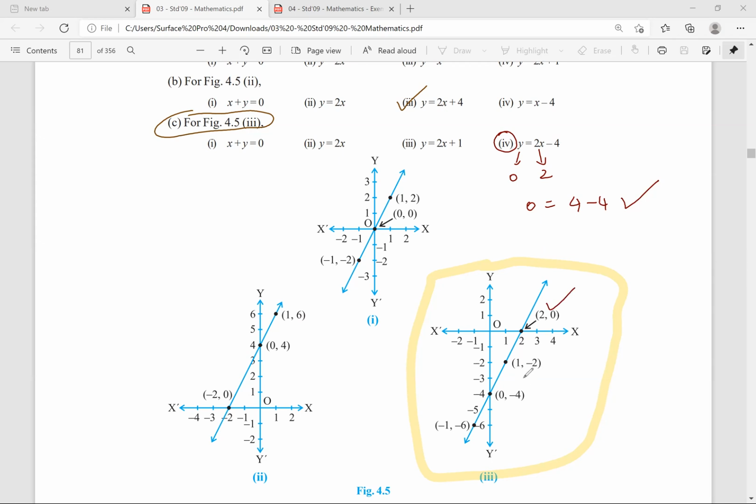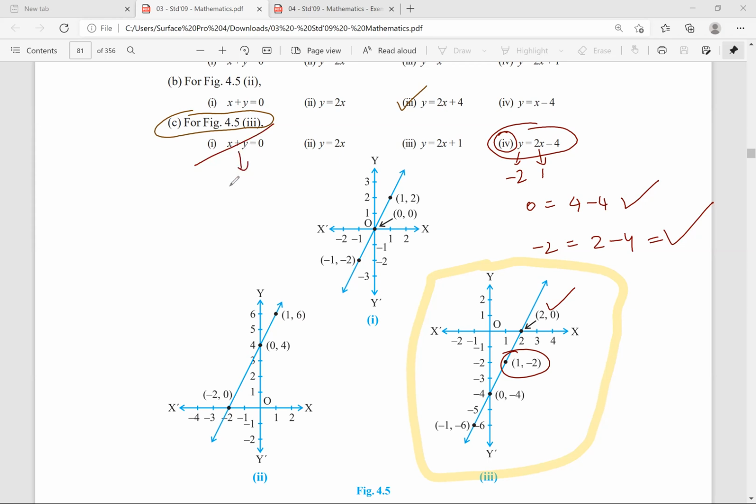Then the second thing, let's try 1 comma minus 2. So x is replaced by 1 and y is replaced by minus 2. So minus 2 is equal to 2 minus 4, which is also correct. So yeah, we can say that this is the right one. Okay, so first of all, you will know that this is eliminated.